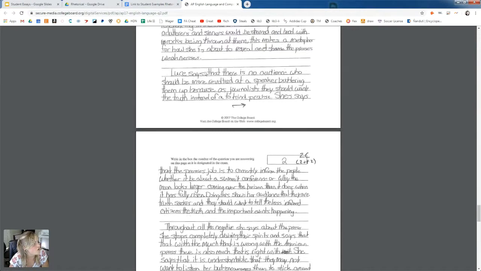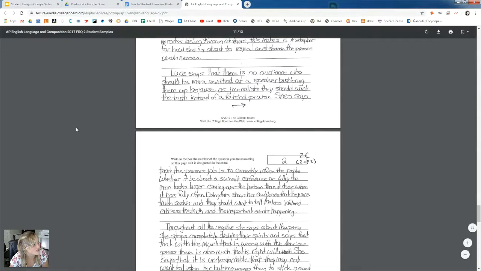Luce says that there's no audience who should be more resistant to the speaker buttering them up, because as journalists, they should want the truth instead of kind praise. She says that the president's job is to correctly inform people, whether it be about a summit conference or why the moon looks larger coming over the horizon than it does when it is fully risen. Doing this shows her audience that they are truth seekers and that they should want to be informed citizens of truth and the important events happening.